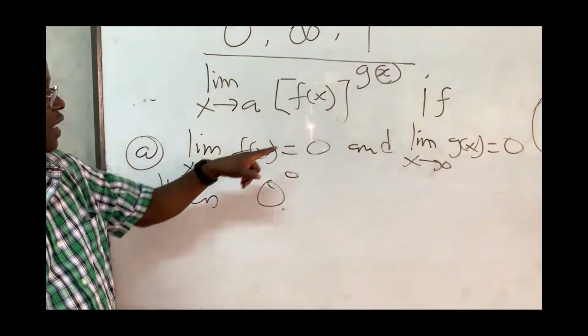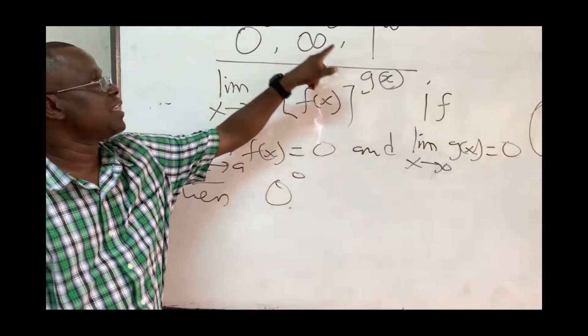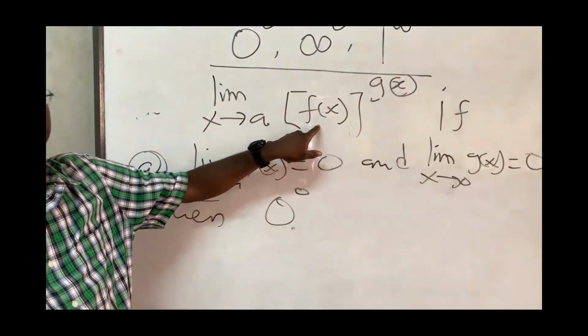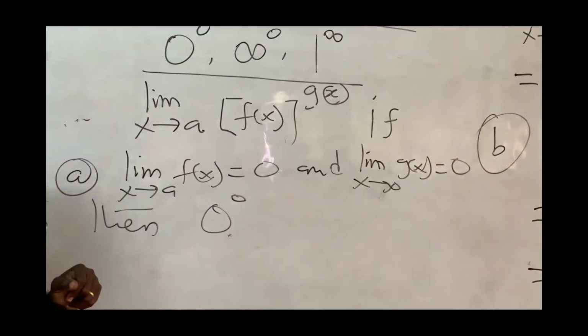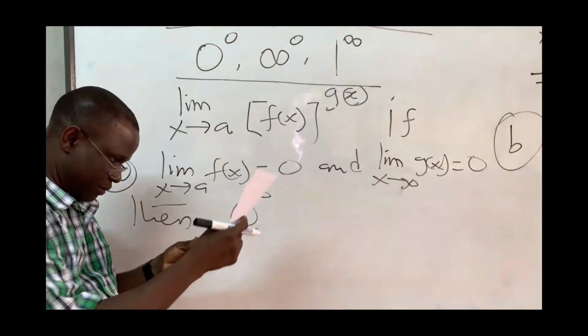Again, if for instance this is going to infinity and this is going to 0, then you have this form. If f of x is approaching 1, but g of x is approaching infinity, then you have the form 1 raised to the power infinity. You have these three forms of indeterminate.